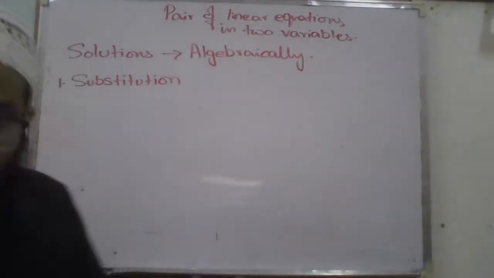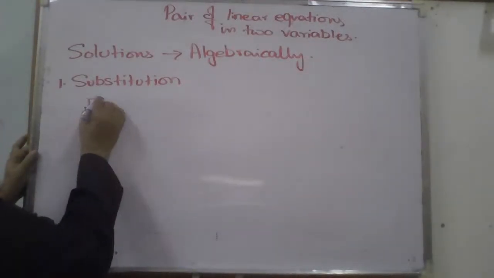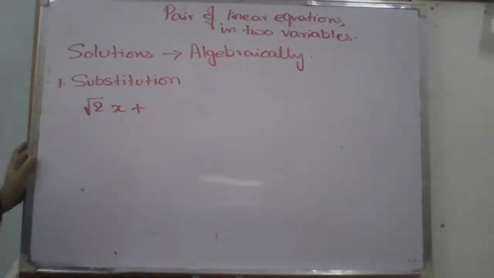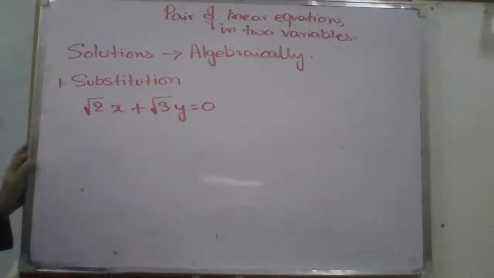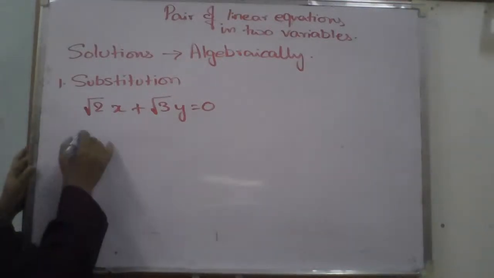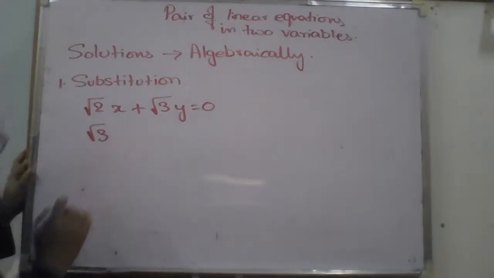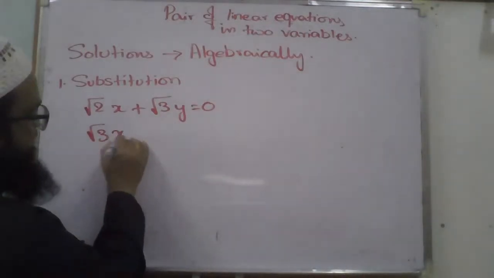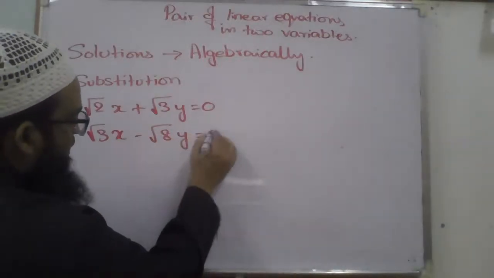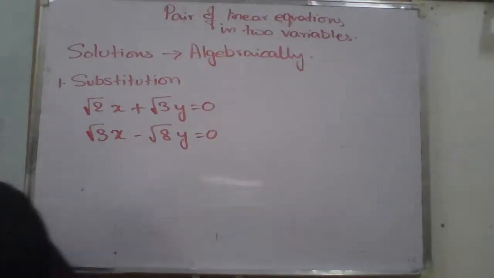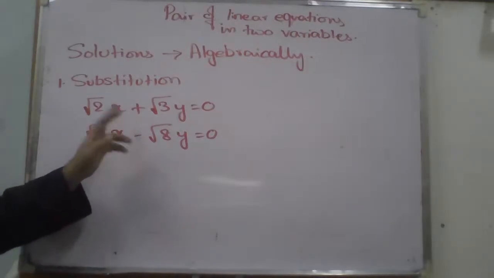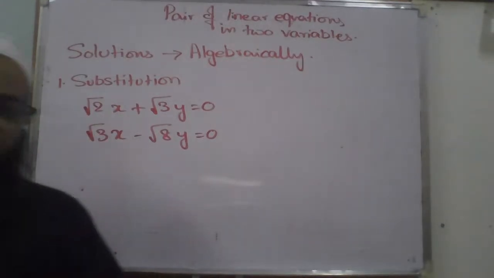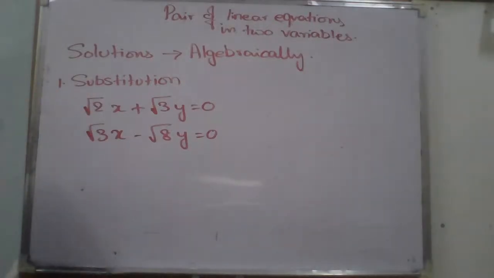Now, root 2x. Let us go with substitution. Root 2x plus root 3y equals 0, and root 3x minus root 8y is equal to 0. So you have to solve the pair of linear equations by substitution method. Let us take any one.